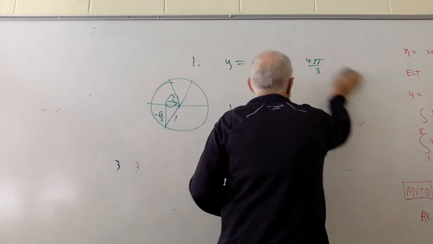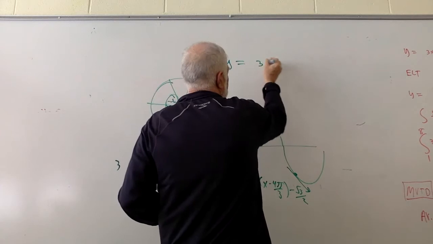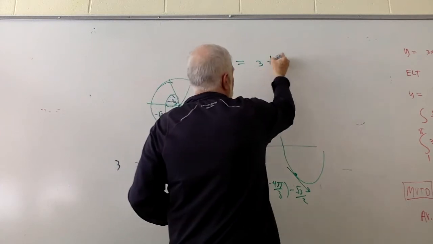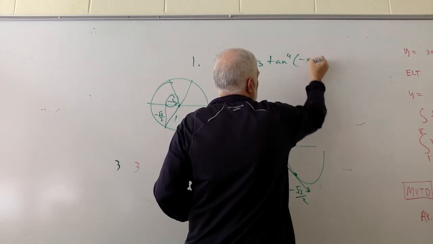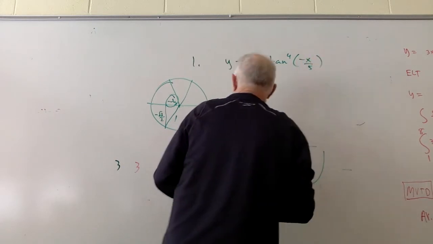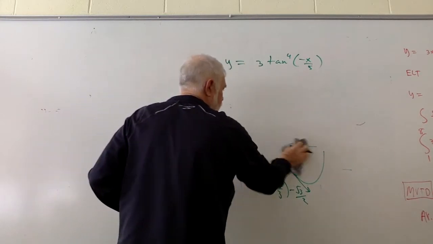Third one, straight product, straight chain rule problem. So let's say y equals 3 tan of (4 minus x over 5). All right, so we're just going to take the derivative of that and apply the chain rule to it.